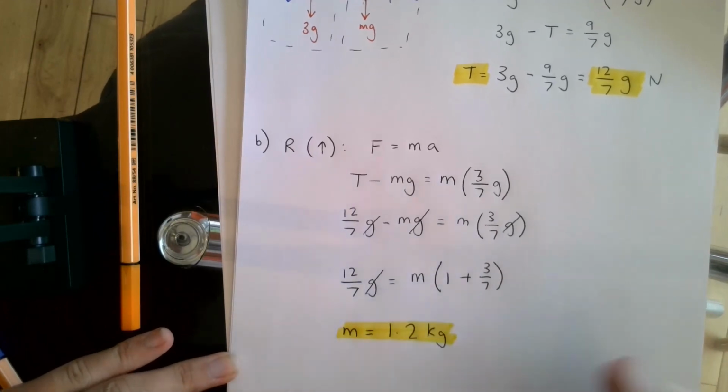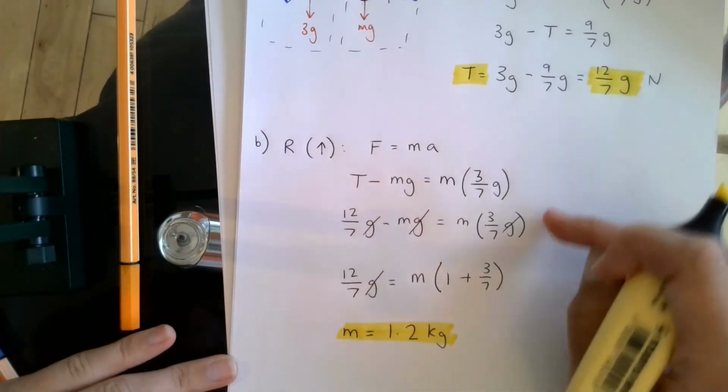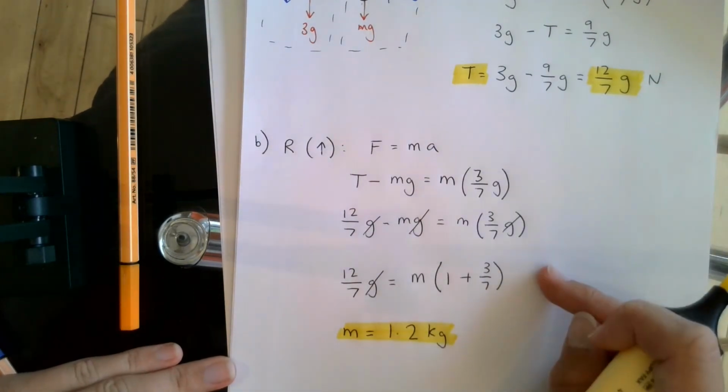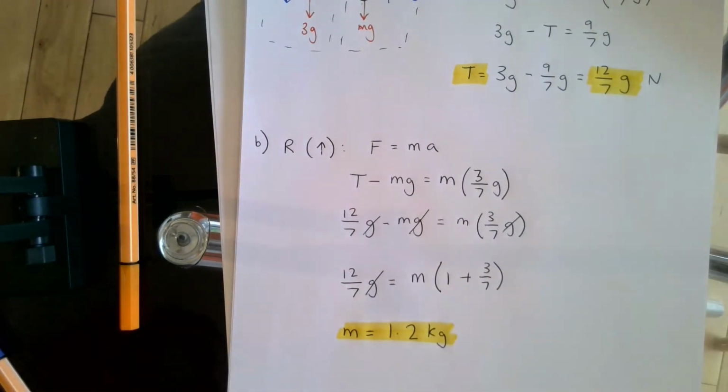So really, once we've got to that equation, it's more about just rearranging to work out what m is going to be than any real mechanics needed for that bit. 1.2 kilograms.